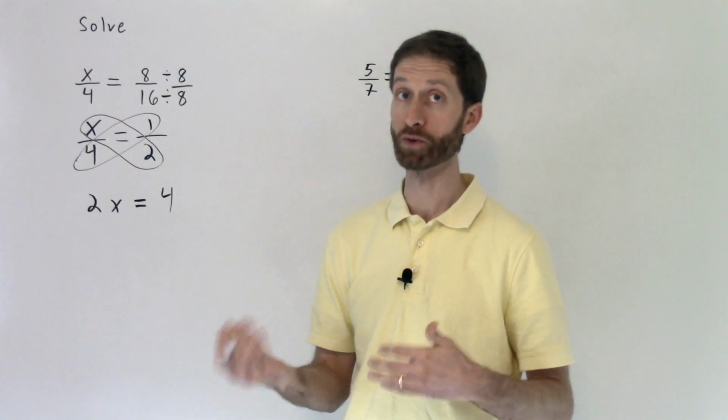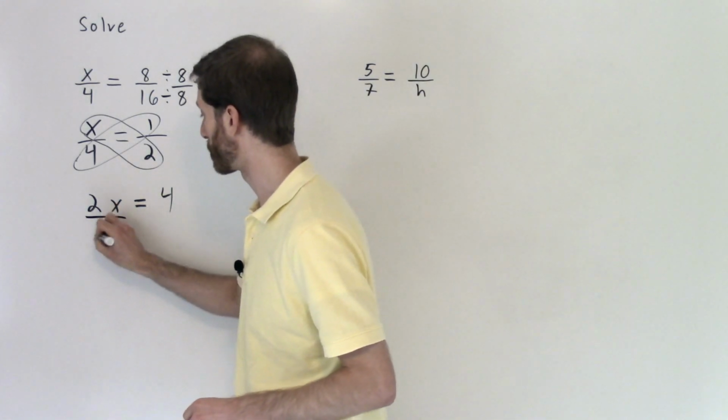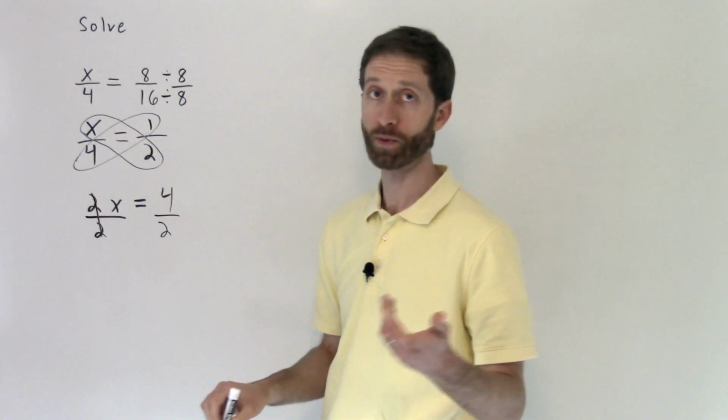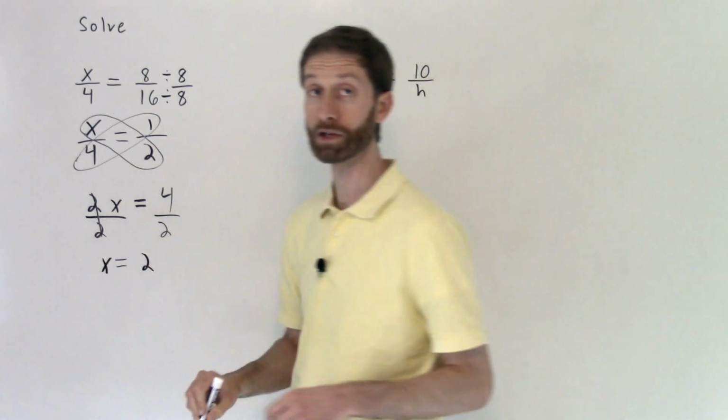How do we undo 2 times a number? We divide by it. So we divide both sides of this equation by 2. And we're left with the fact that the 2's divide out, and we have x equals 4 divided by 2, which is equal to 2.